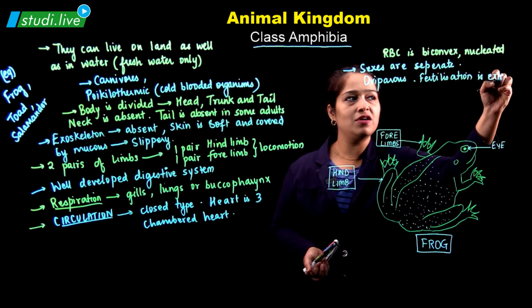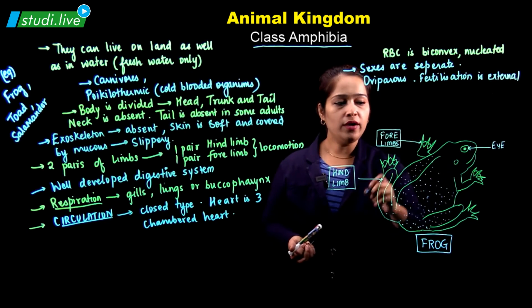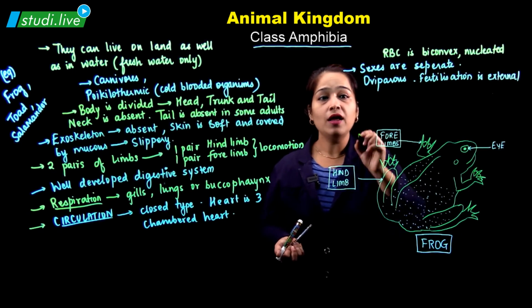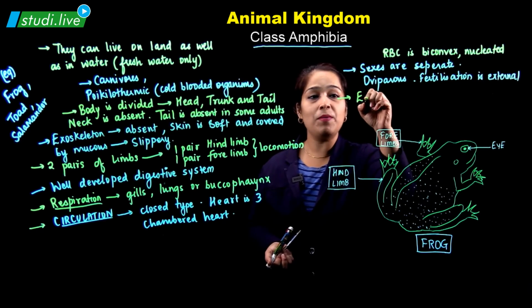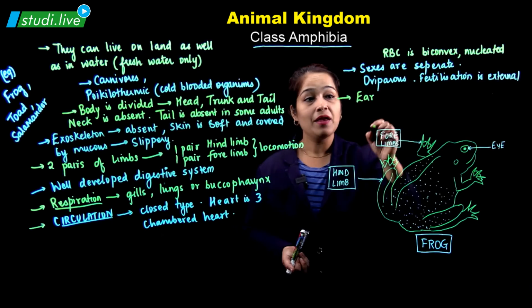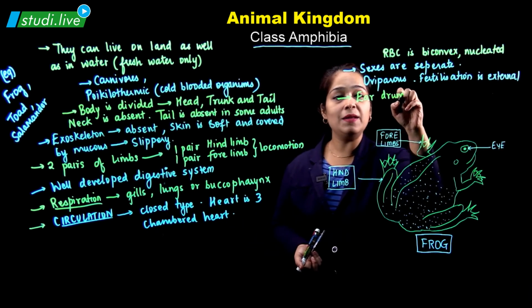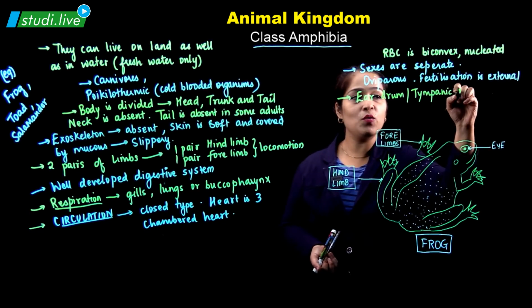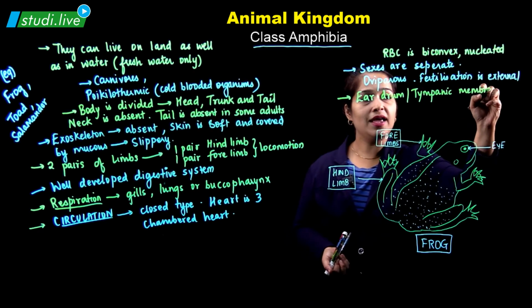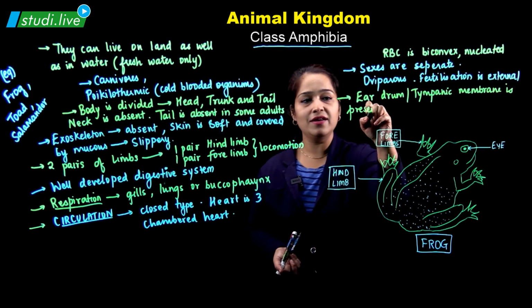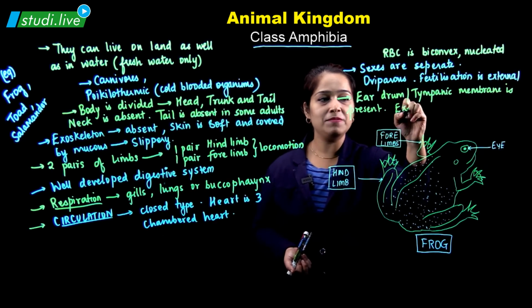Over here you can see in this diagram that they have an eardrum, which is the tympanic membrane. External ear is absent in them, but the eardrum, the tympanic membrane, is present. They do not have an external ear.